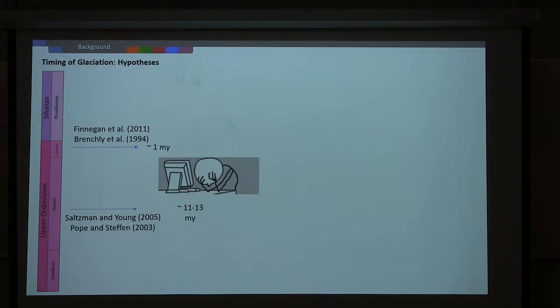So we have Finnegan et al. in 2011 and Brenchley et al. in 1994 saying that glaciation is about 1 million years long and confined to the Hirnantian. And then we have Saltzman and Young in 2005 and Pope and Steffen in 2003 saying that glaciation was about 11 to 13 million years long, starting in the earliest Cadian and up through the Hirnantian. So this puts us in a bit of a predicament.